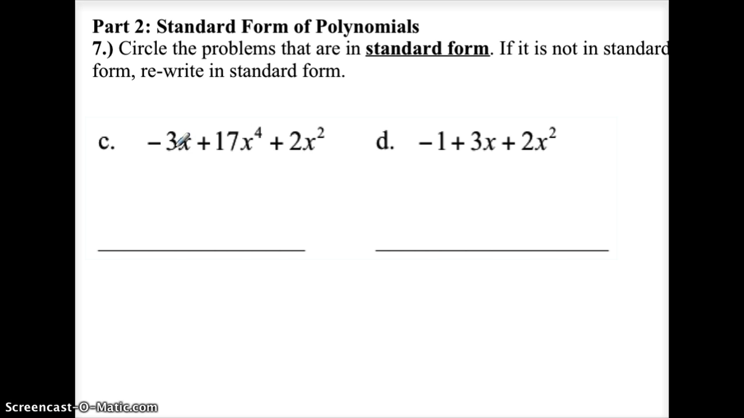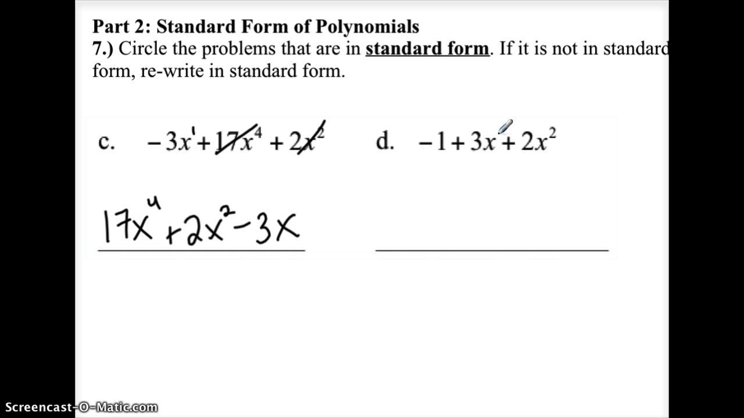Example C here, the highest power, let's see. Remember, when you don't have a power, it's understood to be a 1. So it looks like 4, 2, or 1. 17x to the 4th has the highest power, so I'm going to put that one first. 2 is the next highest, so plus 2x squared. And then finally at the end, minus 3x.